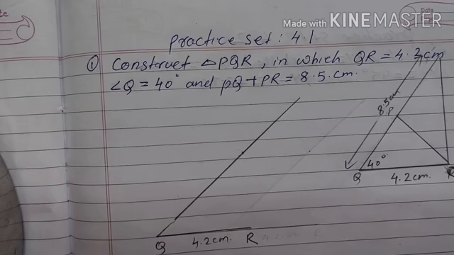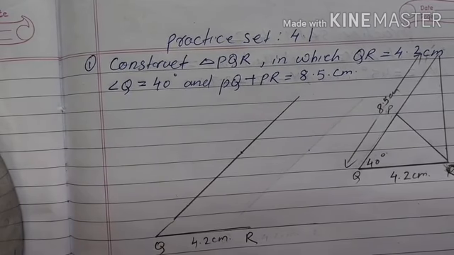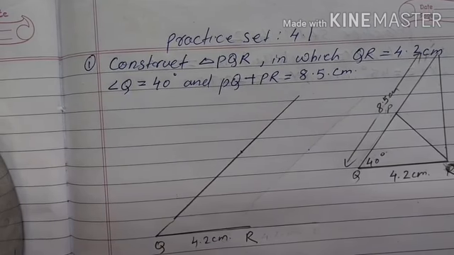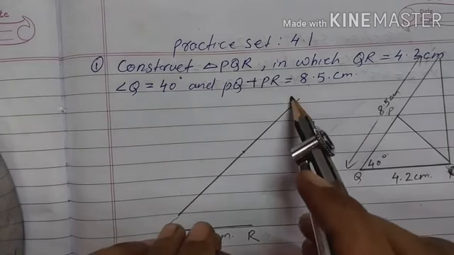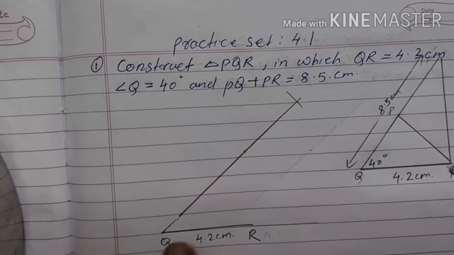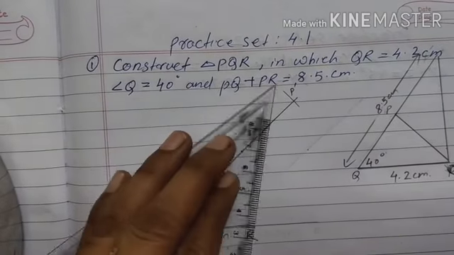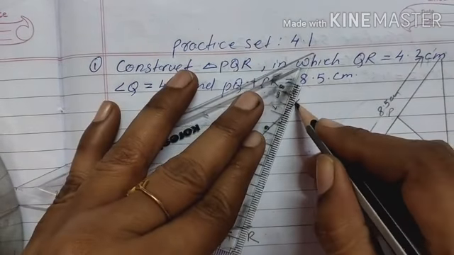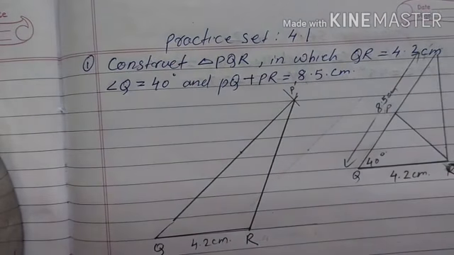Now measure the 8.5 length on the compass and cut this ray at 8.5. Take the length of 8.5 on the compass and cut this angle ray at 8.5. Here the sum of two sides is 8.5 centimeter. This is your point. You can call it P dash or R dash, whatever you want. Now join this point with R.